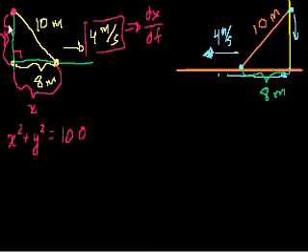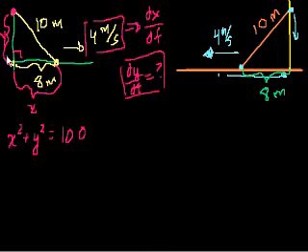And what are we looking for? We're looking for how fast is this y value moving downward, right? So we're looking for dy/dt. That's essentially what the question is asking for. How fast is y changing as a function of time when x is changing at 4 meters per second, and the value of x is equal to 8 meters.